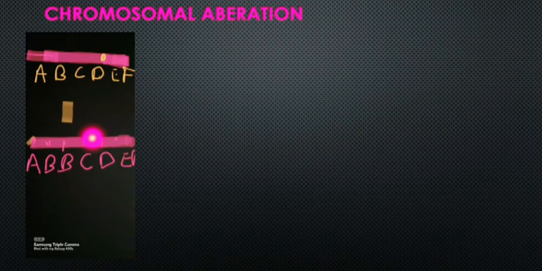Then the chromosomal aberration. Chromosomal aberration means a structural and morphological change in the chromosome due to rearrangement is called chromosomal aberration.